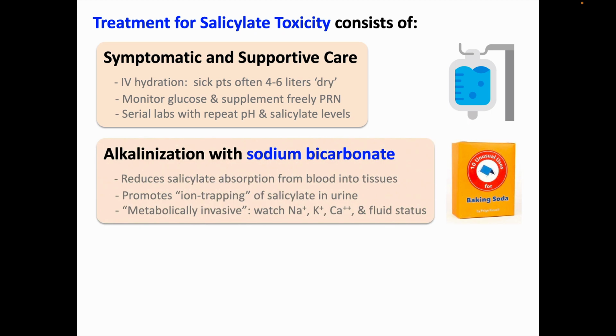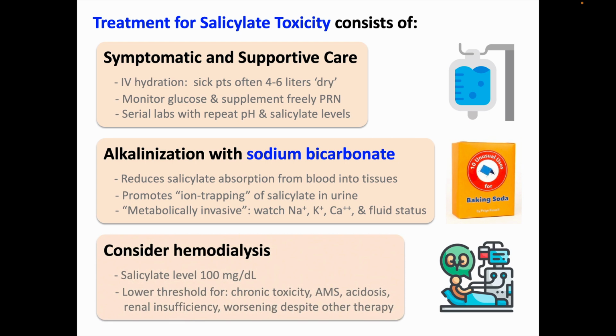The next step is alkalinization with sodium bicarbonate. IV bicarb helps to treat acidosis, which helps to reduce absorption of salicylate from the blood into the tissues. And we are also giving the bicarb, which is eliminated in the urine, to raise the urine pH, to ion trap the salicylate in the urine, preventing its reabsorption. I like to consider systemic alkalinization with IV bicarb as a metabolically invasive treatment, in that you're going to have to closely monitor the levels of several electrolytes, likely needing to provide potassium supplementation too at some point, and paying close attention to the patient's fluid status.